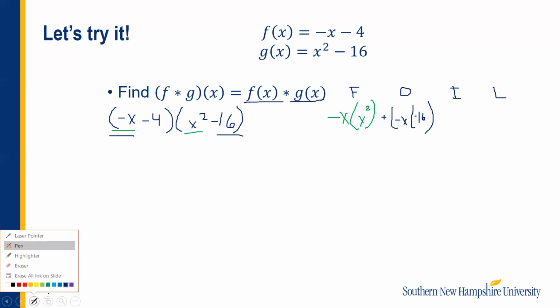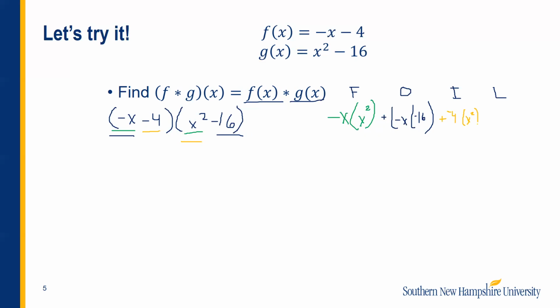Inside is the very inside of the parentheses. So that will be negative 4 and x squared. And last are the last values here in the parentheses. So that'll be a negative 4 and a negative 16. So negative 4 times negative 16.